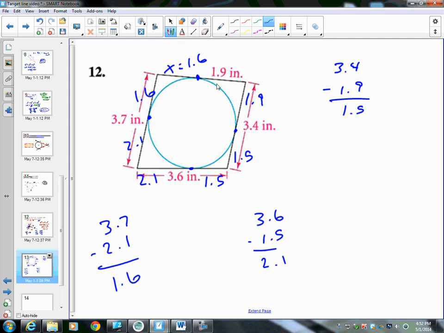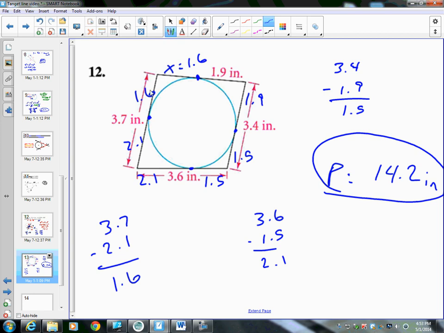We need to add up all these pieces together. So we're going to say 1.6 plus 1.6 plus 2.1 plus 2.1 plus 1.5 plus 1.5 plus 1.9 plus 1.9. And what do we get? Okay, we end up adding all of them together. We end up getting a perimeter of 14.2. Okay, this would be in inches also.